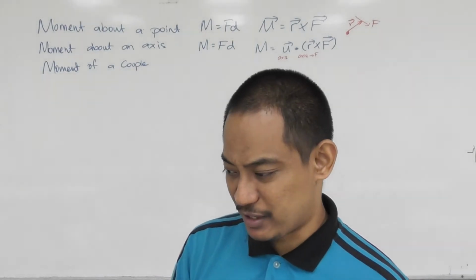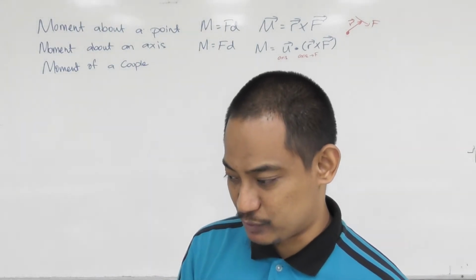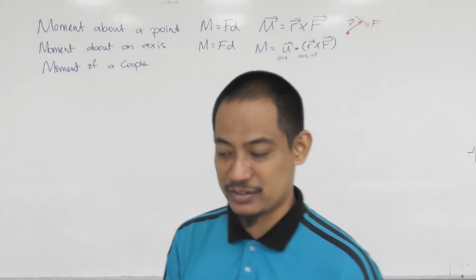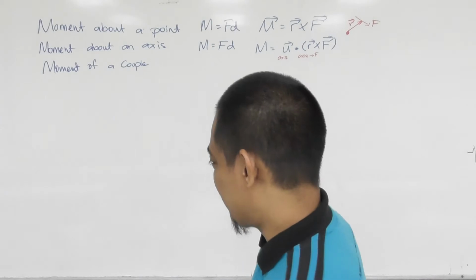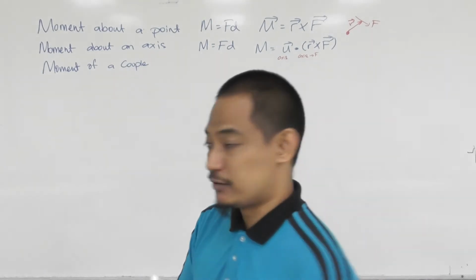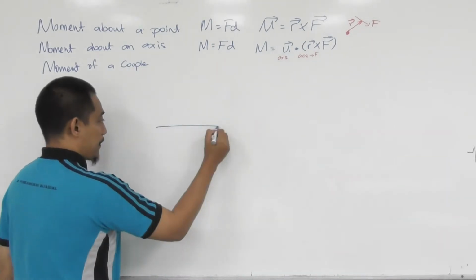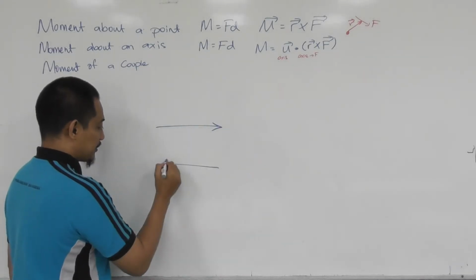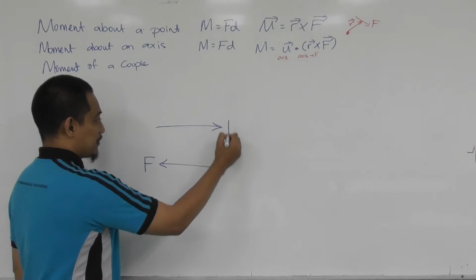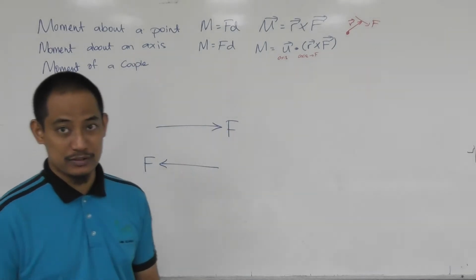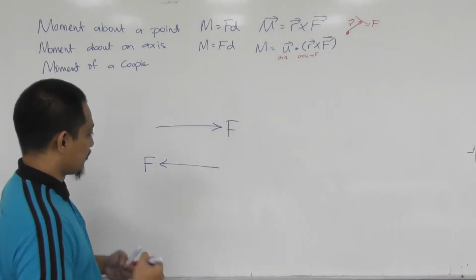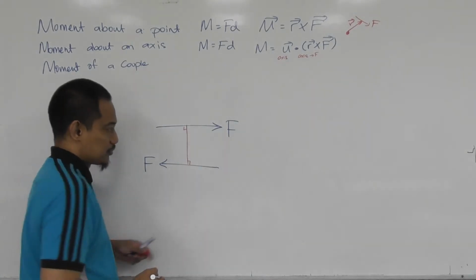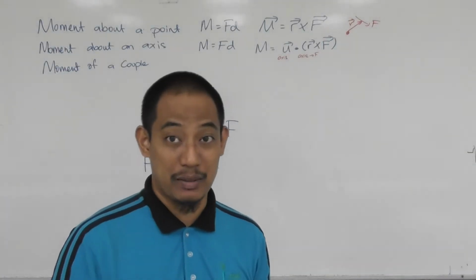So a couple is defined as two parallel forces with the same magnitude but opposite in direction, separated by perpendicular distance d. So basically, if you have two forces that are parallel to each other in the opposite direction with the same magnitude of forces, and of course when it's parallel, you will have the perpendicular distance to both. So this is by definition a couple, right?